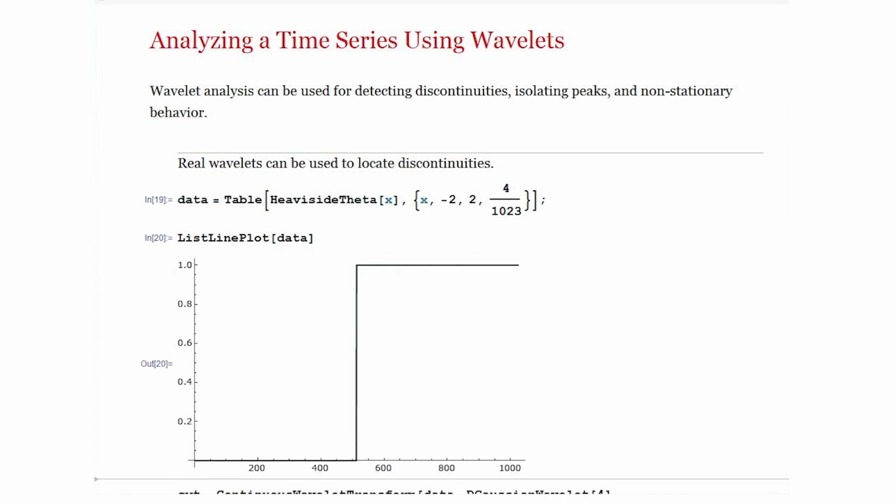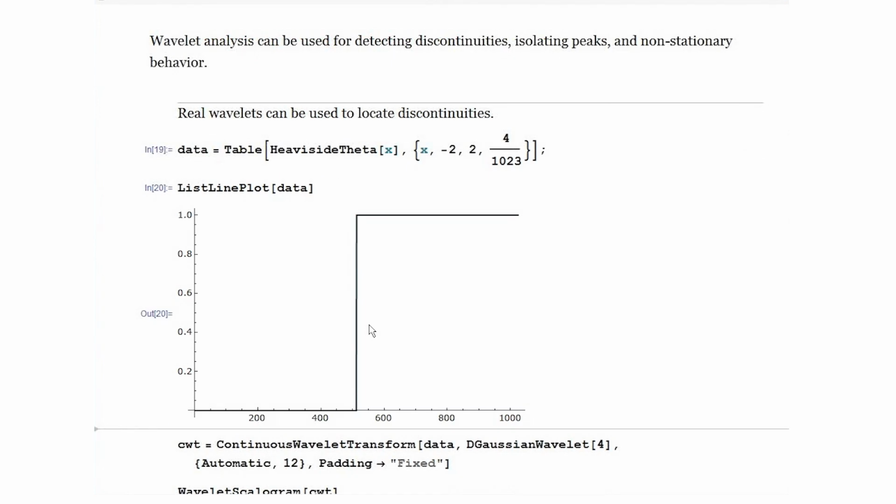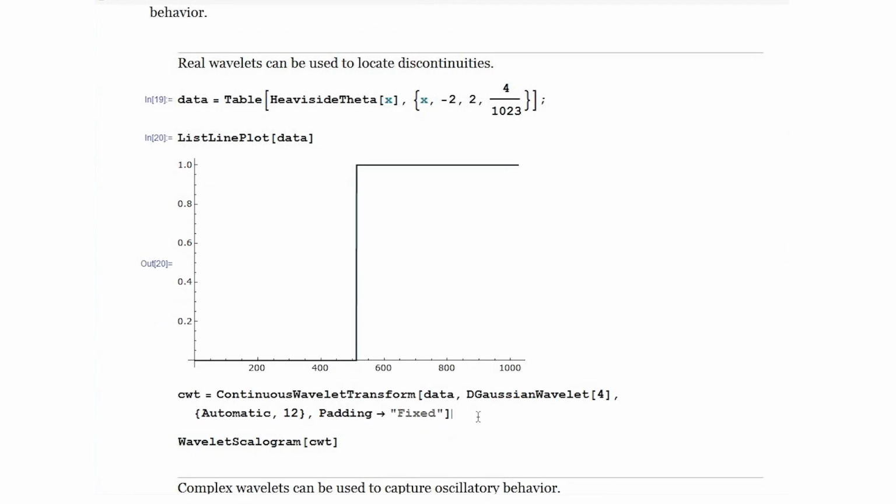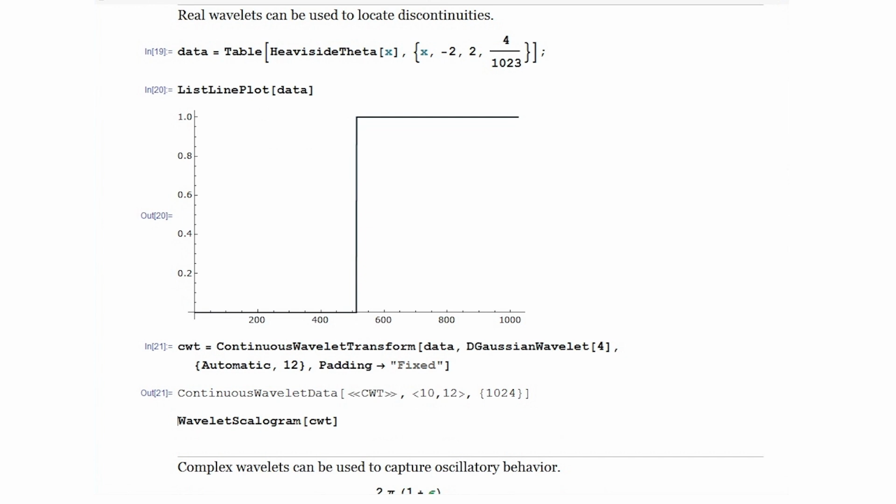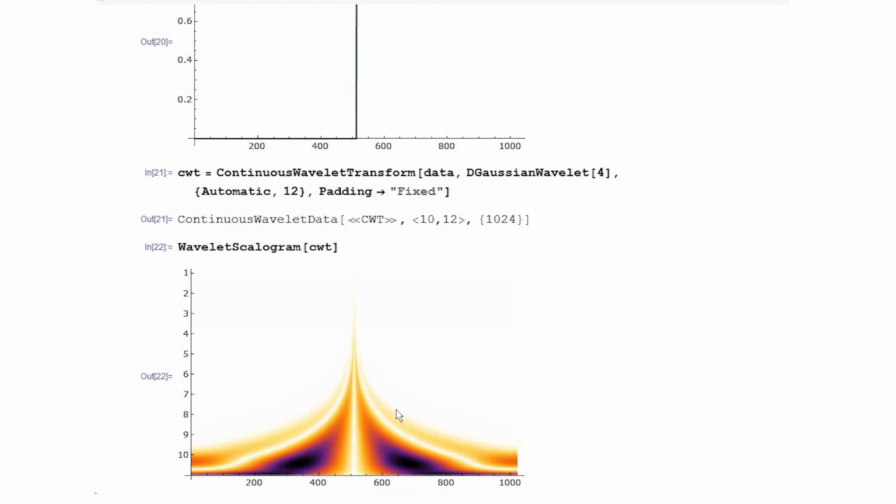So the plot looks as follows. You can see that somewhere in the midpoint, you have a discontinuity. We are going to use wavelet analysis in order to detect this discontinuity. We perform a continuous wavelet transform and do a wavelet scaleogram, and you can clearly see that the wavelet scaleogram tells us at what instance in the time series that discontinuity took place.